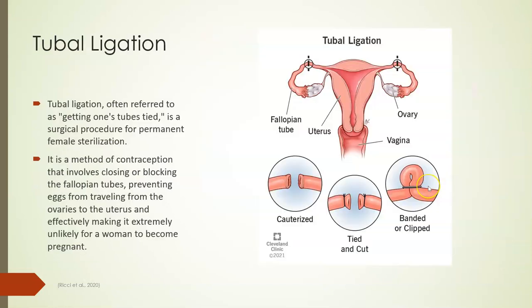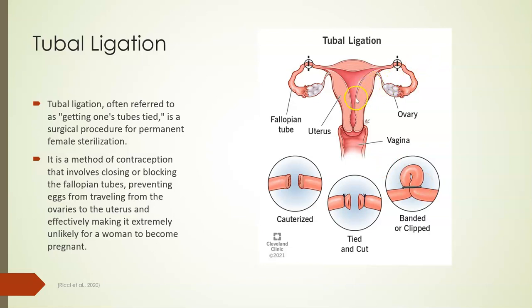The next terminology is tubal ligation. This refers to getting one's tubes tied, and I'm sure you've heard this terminology before, tube tying. It's a surgical procedure for permanent female sterilization. It is a method of contraception that involves closing or blocking the fallopian tube, preventing the egg from traveling from the ovaries to the uterus and effectively making it extremely unlikely for a woman to become pregnant.